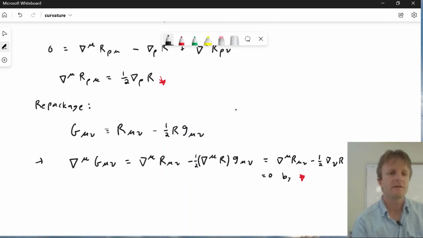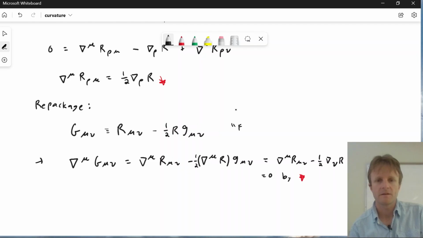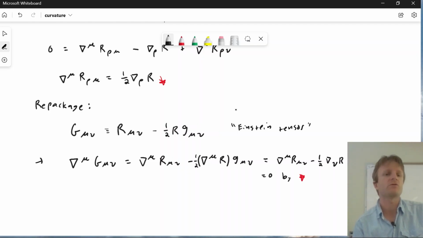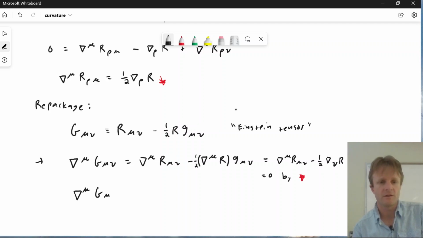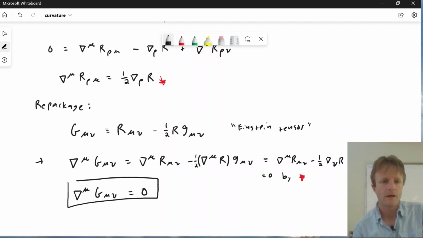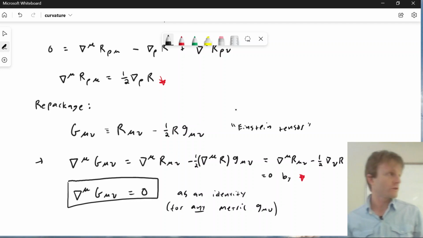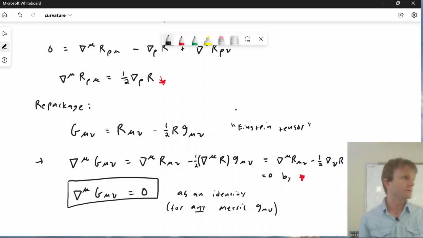Okay, so this Einstein tensor is a really good candidate for setting equal to the stress energy tensor because not only is it symmetric, it's automatically conserved, right? We've just proved that del mu G mu nu equals 0. Automatically, as an identity. So for any metric, it doesn't have to satisfy equations or anything. So it's a symmetric divergence-free tensor, which makes it an excellent candidate for setting equal to the stress-energy tensor.